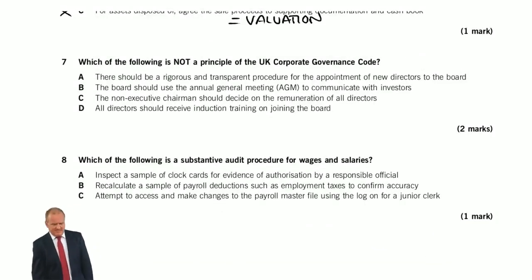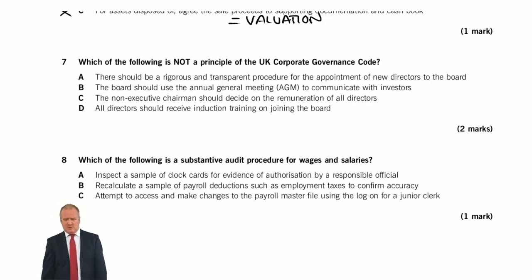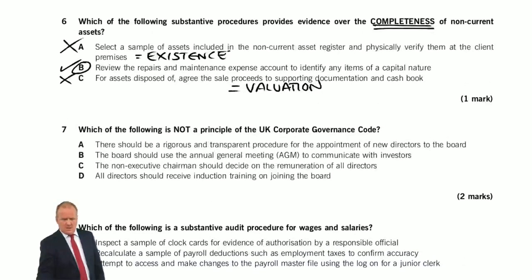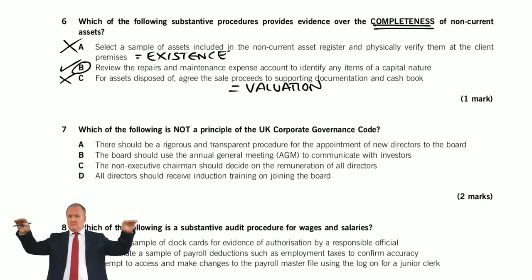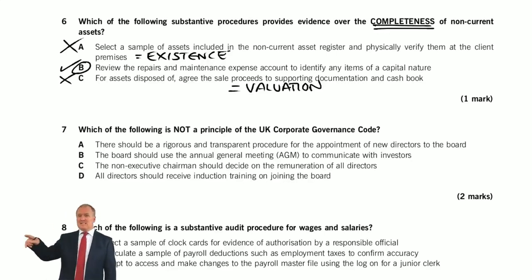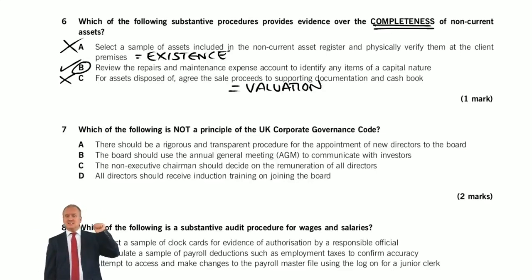Ooh, a bit of corporate governance in number 7. Which of the following is not a principle of the UK Corporate Governance Code? Shouldn't it be classification? B. It is possible for some tests to test more than one assertion. I agree that when money is spent on refurbishment, it could be classified as asset or repairs. So if you're checking that the things in repairs are genuinely repairs, I totally agree with you. You're testing classification. But you are also testing that everything that should be in assets is assets. So that test tests both classification and completeness. It tests both. So yeah, very good point.